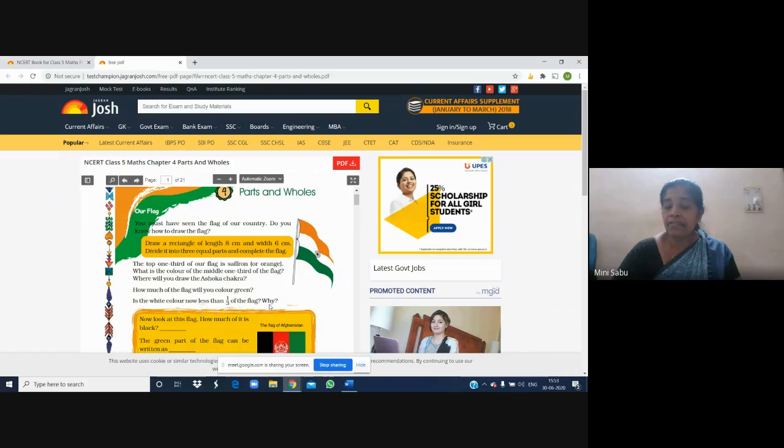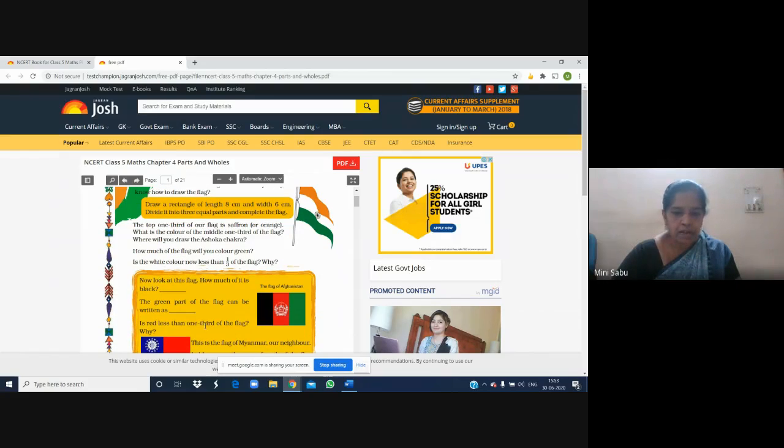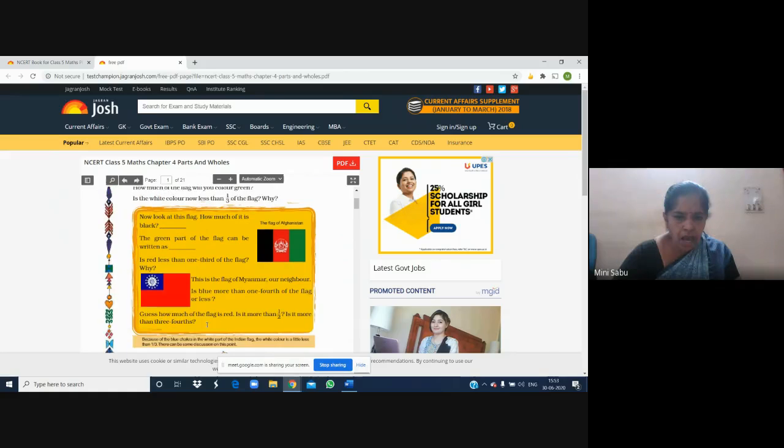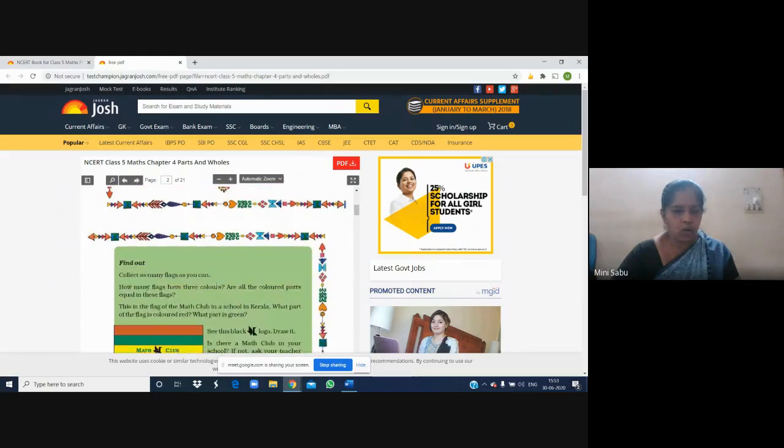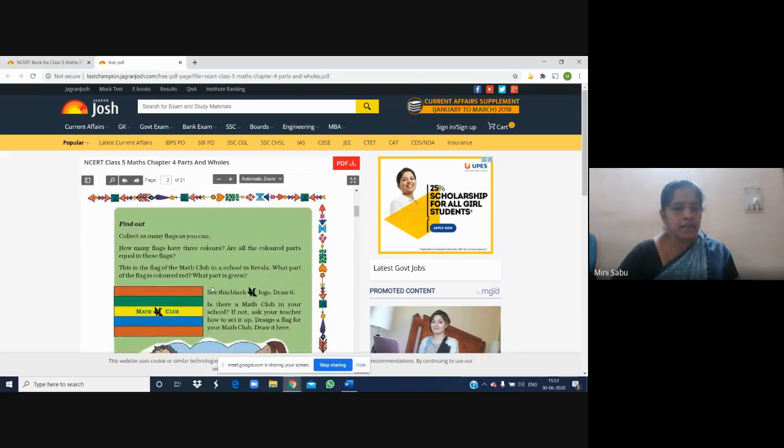Yes, it is less than 1/3 because in the white color Ashok Chakra is also made. That's why. Otherwise, actually it is 1/3 only. Now this part, beta, we have. It is about the flags of different countries, the flag of Afghanistan, the flag of Myanmar. This part you have to read yourself. Okay. And next page. This is the second page.